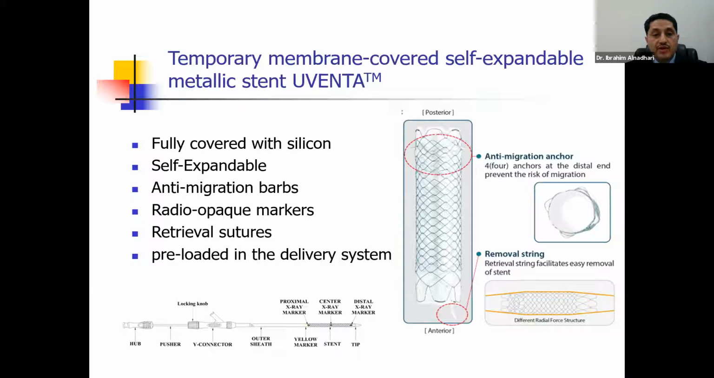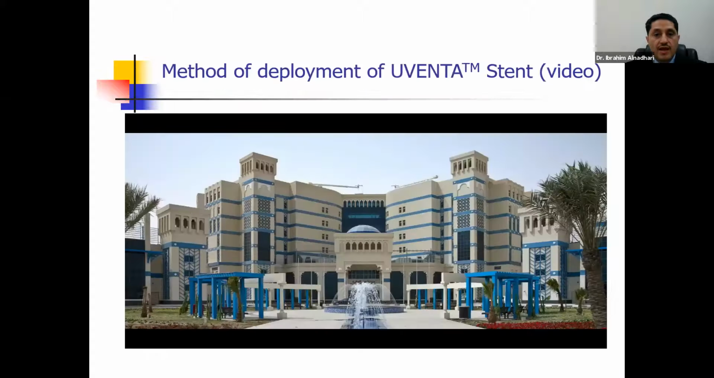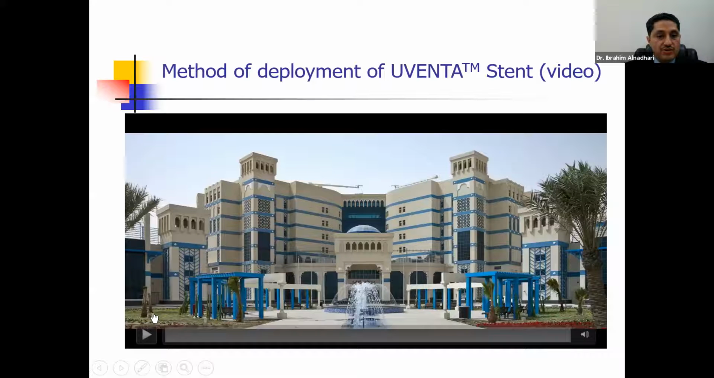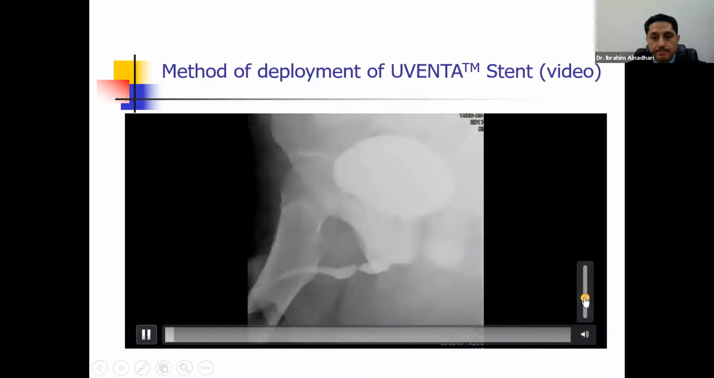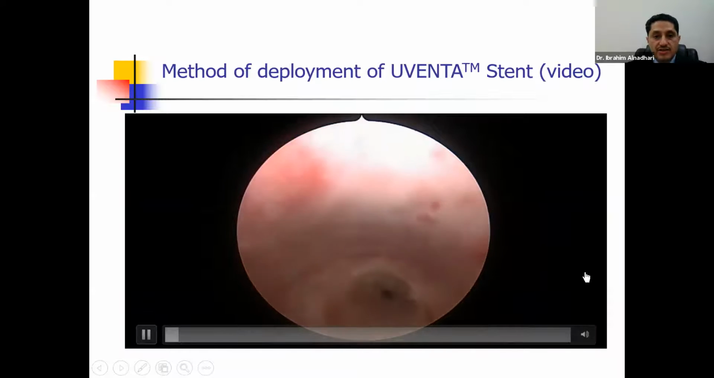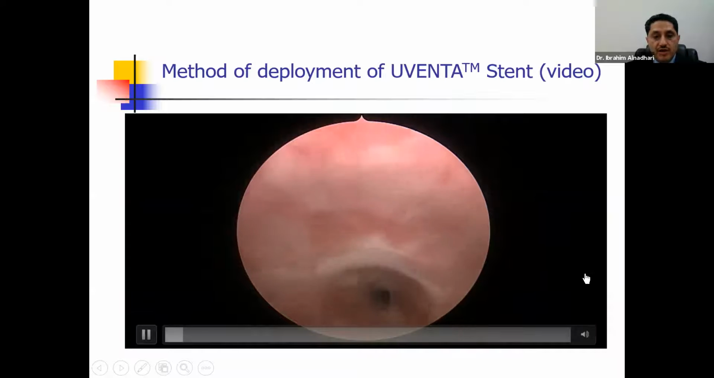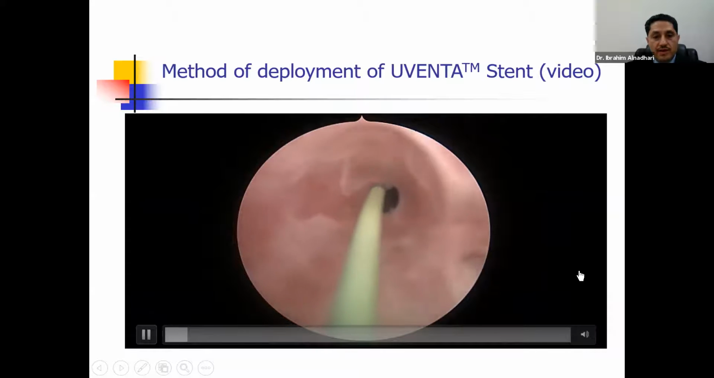Here are the important characteristics of the UVENTA stent. It is fully covered with silicone from inside and outside, which prevents ingrowth of tissue into the stent. Second, it is self-expandable. It has anti-migration barbs. It has radio-opaque markers to help in insertion, sometimes if you use it under fluoroscopy. It also has a retrieval suture that you can use to remove the stent easily. And finally, it is preloaded in a delivery system that makes deployment easy. Here is a short video in our institute about the insertion of the UVENTA stent.